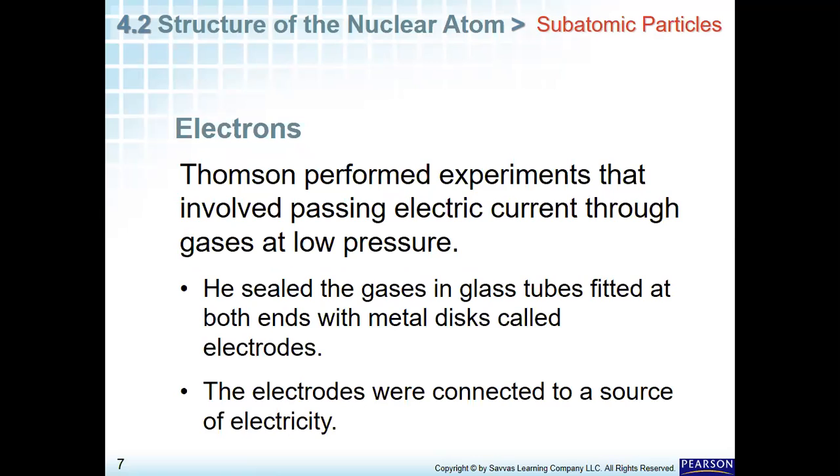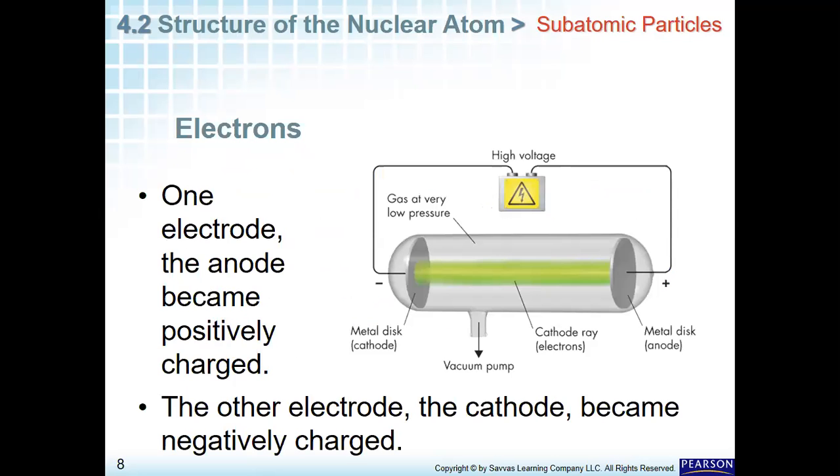Thomson performed experiments involving passing electric current through gases at low pressure. He sealed the gases in a gas tube fitted at both ends with metal discs called electrodes, and the electrodes were connected to a source of electricity. It is called a discharge tube, or electric discharge tube, evacuated of any air except for the gas which is inside, through the vacuum pump.